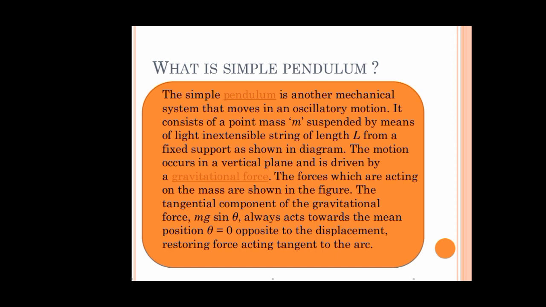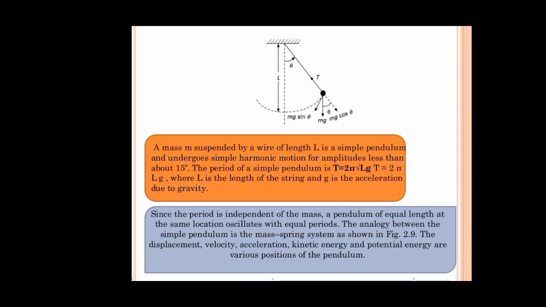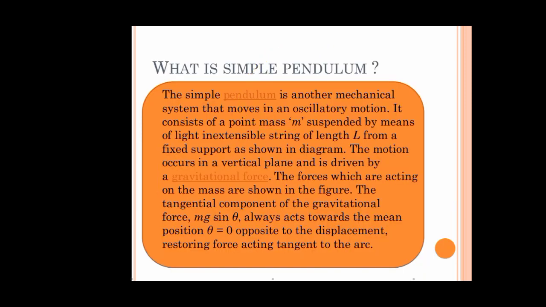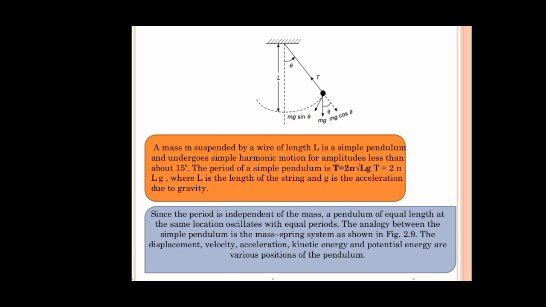The tangential component of the gravitational force is mg sin theta. At zero displacement, theta is zero, so the restoring force acts tangent to the arc. Okay, this is the diagram of the vertical motion, the mass. You will see the diagram.